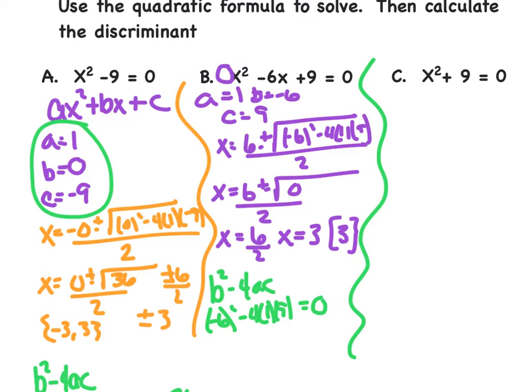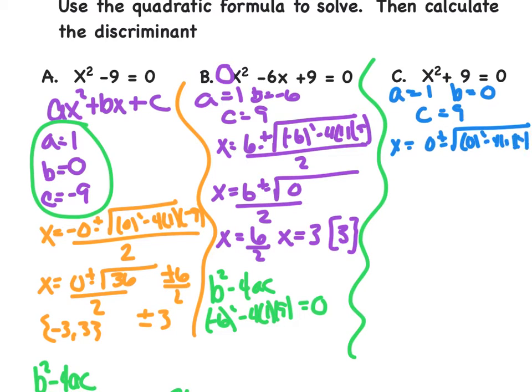Alright, one last one to go. So let's identify again, a equals 1. Notice there is no b term, b equals 0, and c equals a positive 9 this time. So x equals, do you notice I'm starting with x equals every time? Guess what, guys? That's a big deal. We're solving for x. Make sure that's there. Okay, so negative b, so 0, plus or minus the square root of b squared, 0 squared, minus 4 times 1 times 9, all over 2.